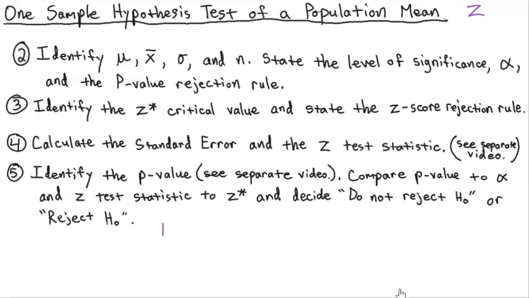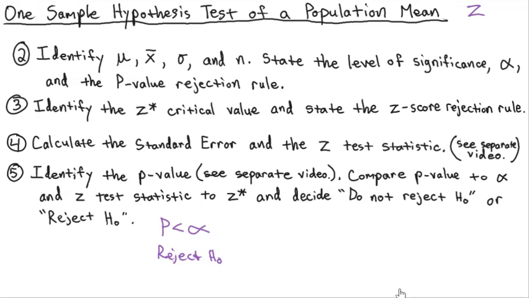And here's how it goes. If your p-value is less than your alpha, then you reject the null hypothesis, and you're going to just write reject H sub 0. But if p is not less than alpha, then you're going to say do not reject H sub 0.